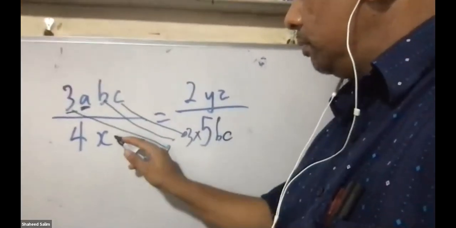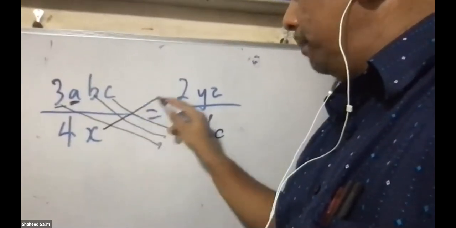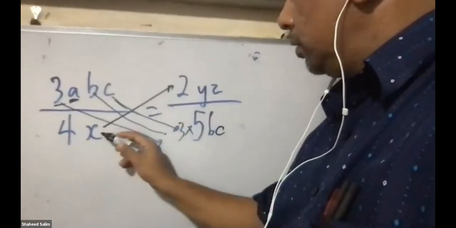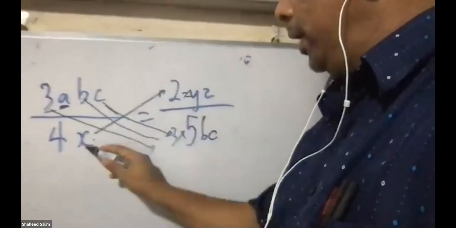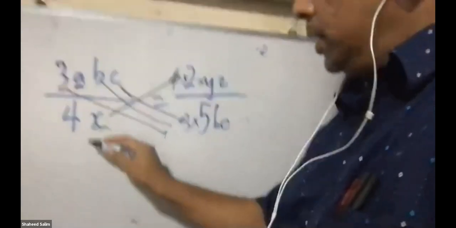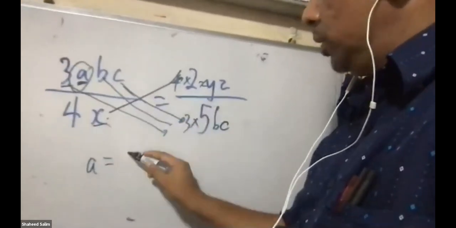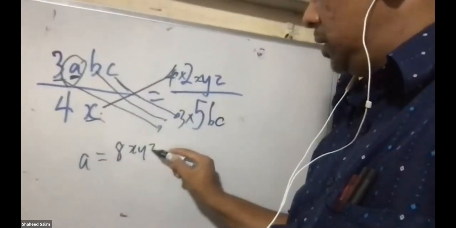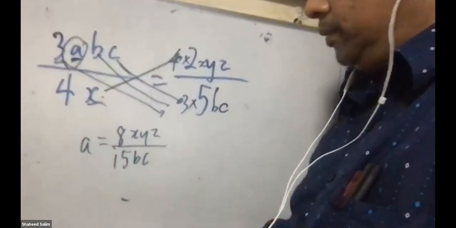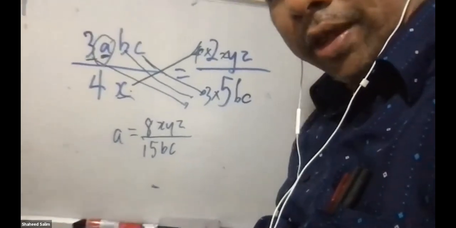Then this one, I don't want it down here. I only want A down here. So push it, it will go up. This one goes down, this one goes up. Then X go down here. No more X. 4 go down here, times 4. So it becomes A equals 4 times 2, 8. XYZ over 3 times 5, 15, BC. Are we okay? Very simple method.